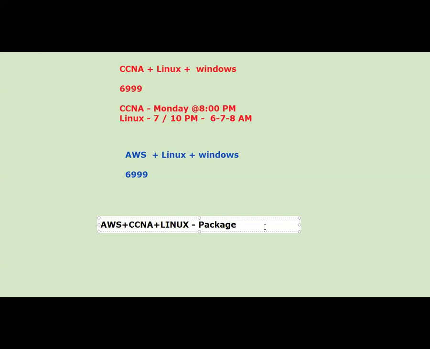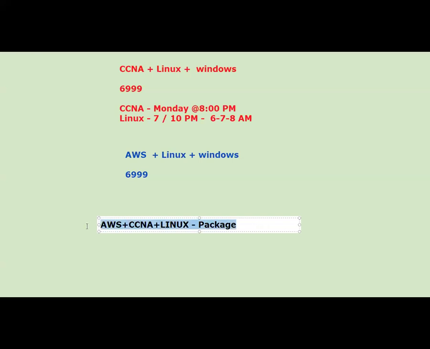The actual packages are the CCNA plus Linux package and the AWS plus Linux package. But we hardly see people who are learning Linux not going with AWS, or people learning AWS not going with the CCNA course. So the actual packages are there in the red color and the blue color. But if you want to combine everything to get it at a much lesser fee, you can simply call them and ask, what about AWS plus CCNA plus Linux? Probably you will get the complete package at a bit lesser fee. Okay, so this is just for your understanding.